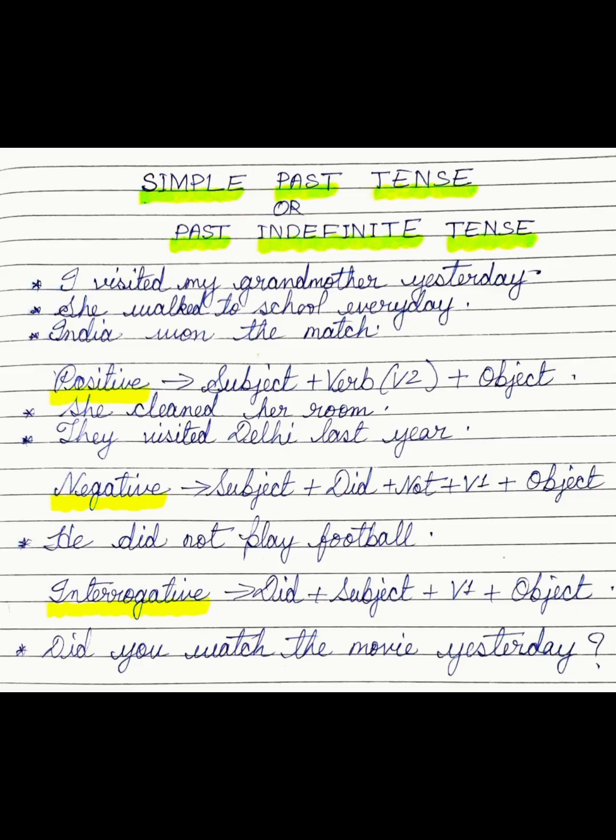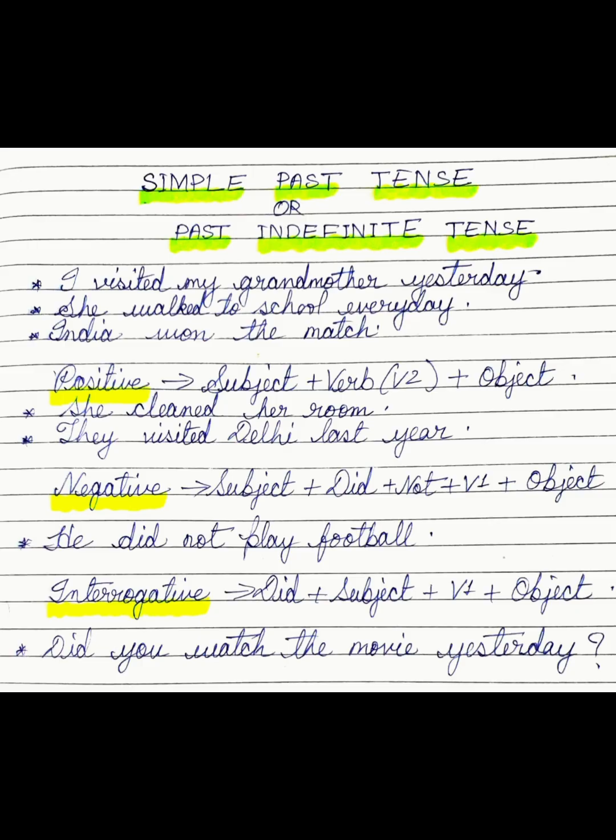Okay, so here which sentence is correct? You have to tell me. She did not went to school. She did not go to school. Why? See here, because after did we always use what? First form of the verb. Okay, so which sentence is correct? She did not go to school.